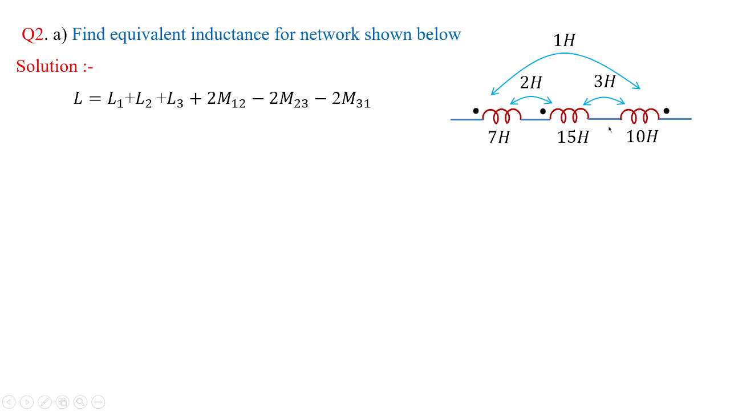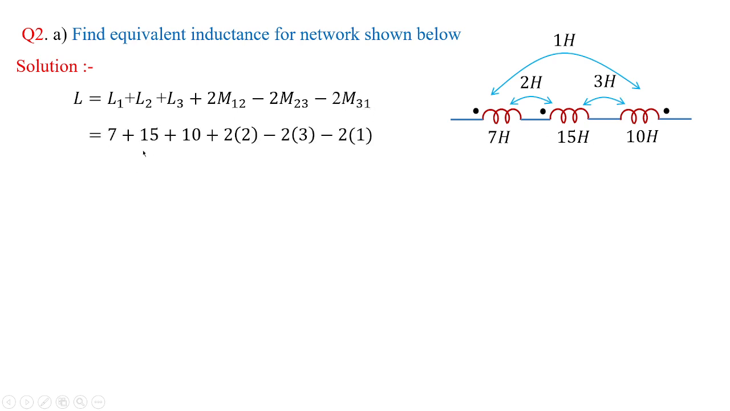Now you see coil 2 and coil 3, the directions of the currents are differential, and that's why the mutual value will become negative. So minus M23 minus M23, repeated 2 times. So that is why it is minus 2 M23. And the same case exists for the 7 Henry coil as well as the 10 Henry coil, so minus 2 M31.